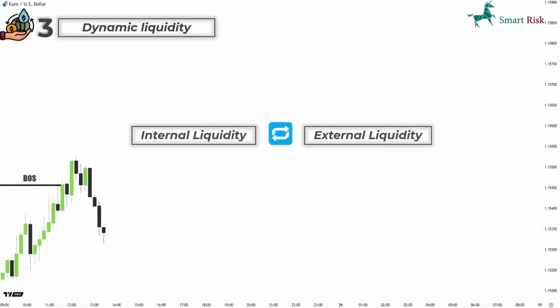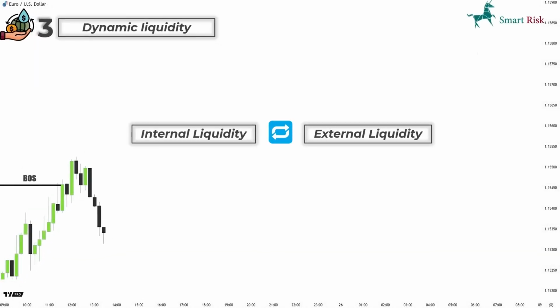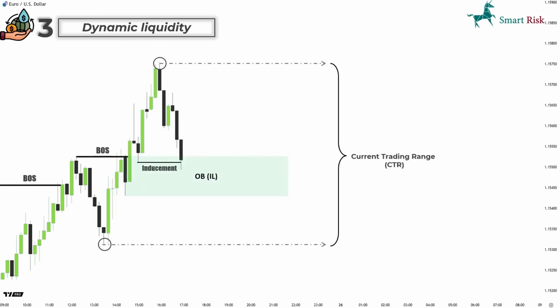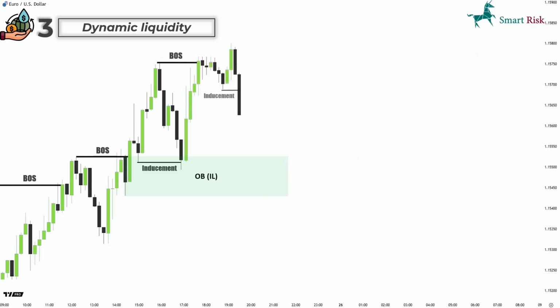Internal and external liquidity together form the market's dynamic liquidity. This is the real engine that drives price, pushing it higher, dragging it lower, or faking traders out along the way. Dynamic liquidity explains how liquidity flows through the market. Think of it as a loop. Price is constantly rotating between internal liquidity and external liquidity.